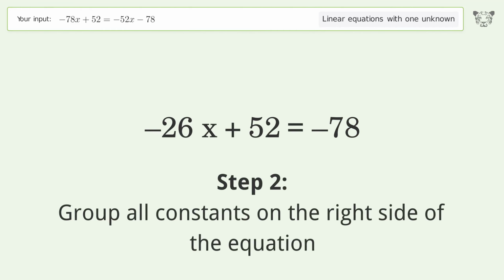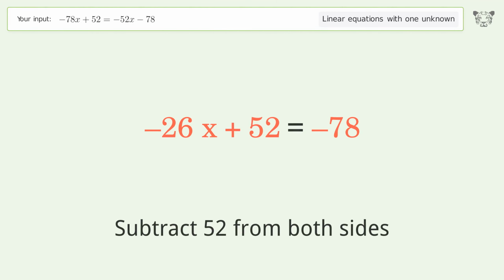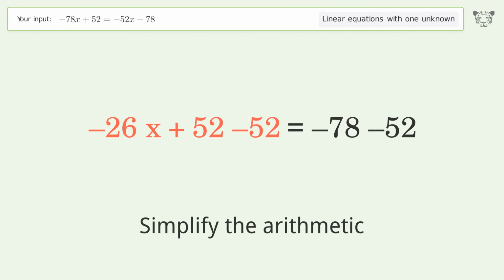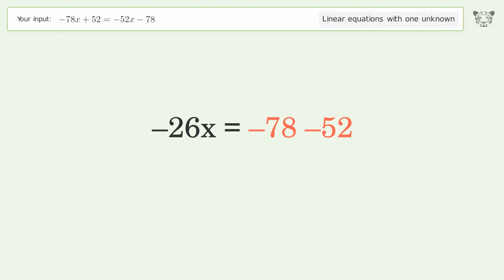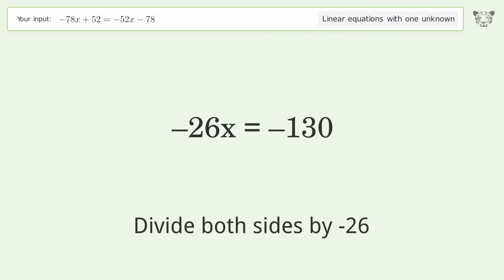Group all constants on the right side of the equation. Subtract 52 from both sides. Simplify the arithmetic. Isolate the x. Divide both sides by -26.